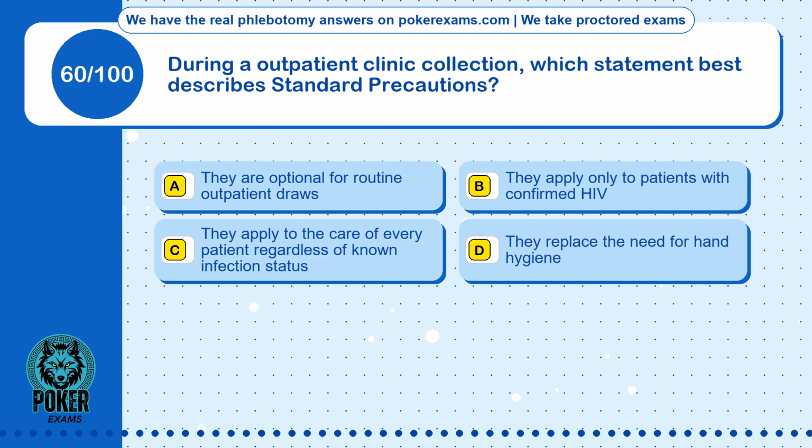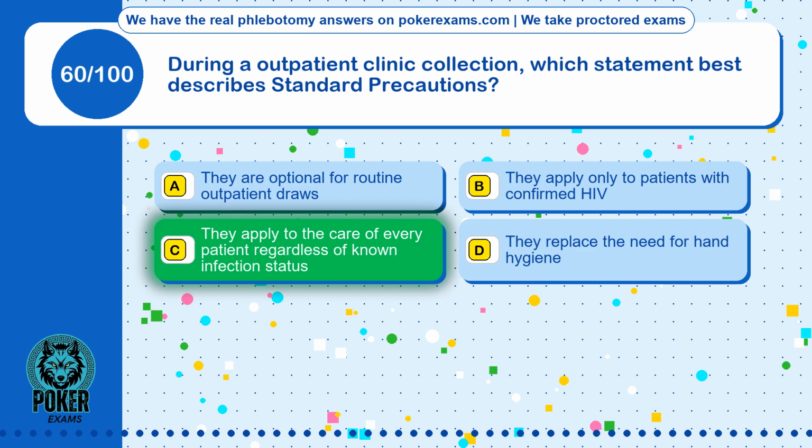Question 60. During an outpatient clinic collection, which statement best describes standard precautions? Option A. They are optional for routine outpatient draws. Option B. They apply only to patients with confirmed HIV. Option C. They apply to the care of every patient regardless of known infection status. Option D. They replace the need for hand hygiene.